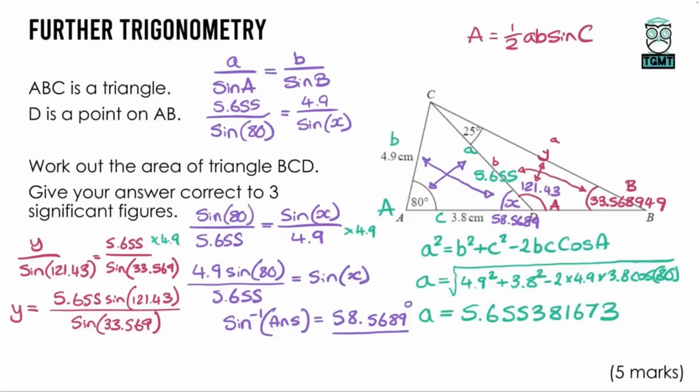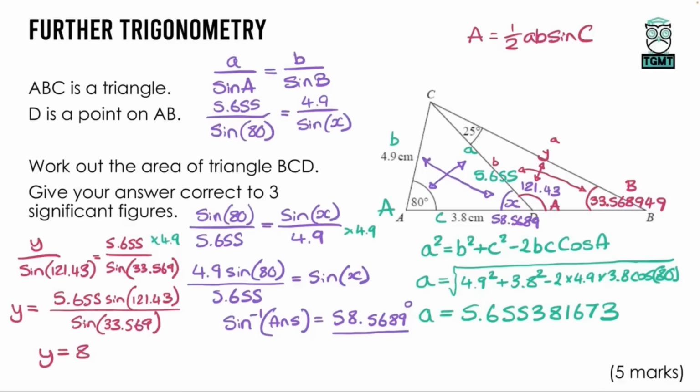That is going to give me my answer. There's a lot to type in. So 5.655 sine 121.43, and on the bottom we have sine of 33.569. If I press equals now, I have got an answer for that side length, which I have called y.